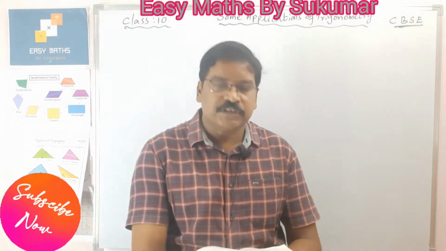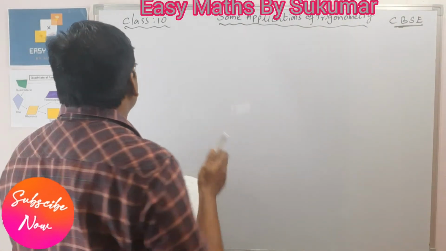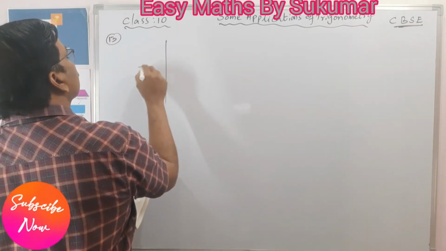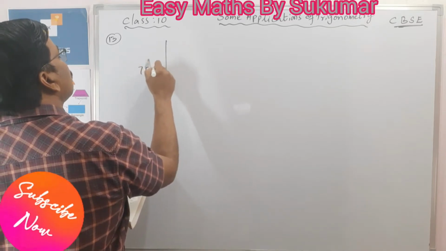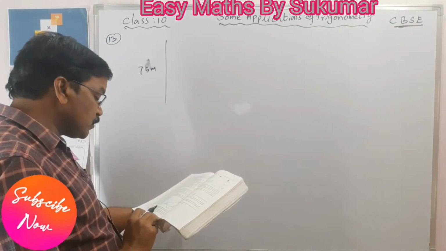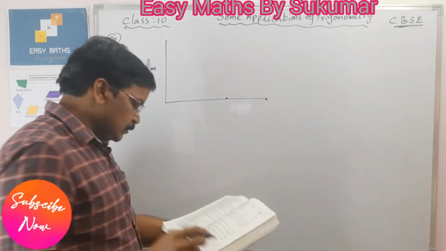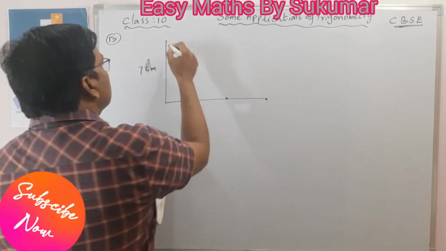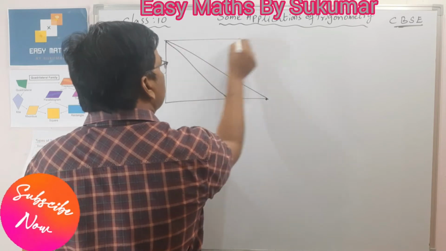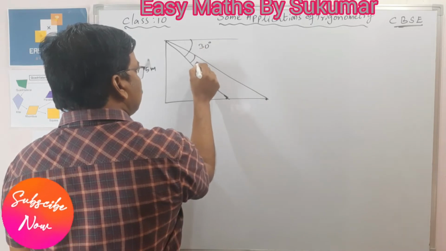Coming to the 13th question in this exercise 9.1: as observed from the top of a 75 meters high lighthouse from the sea level, the angles of depression of two ships are, look here, there are two ships here. One is 30 degrees and the other angle is 45 degrees. So this is 30 degrees and this angle is 45 degrees.